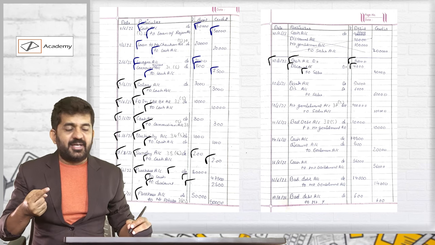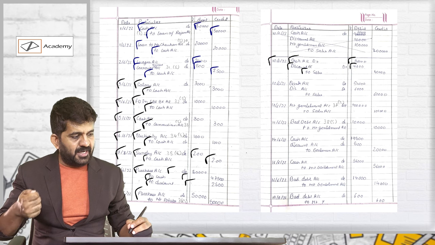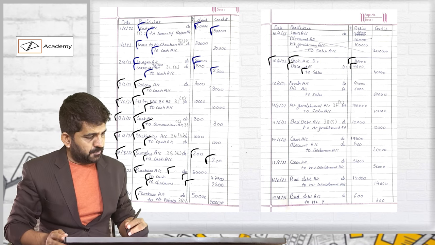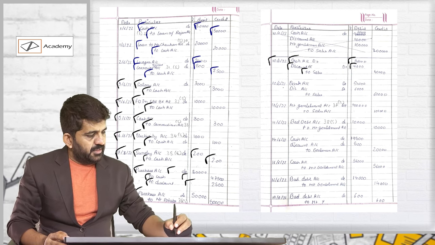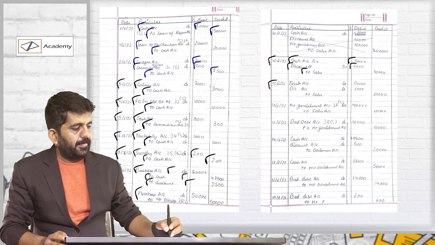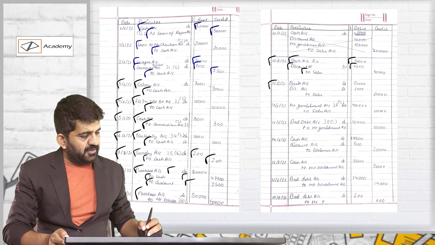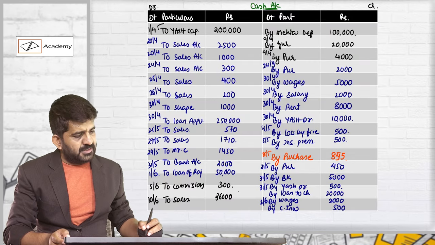Sales account credit side I have written by cash and by discount 36,000 and 4,000 respectively. Same way bank. Bank account debit 54,000 to sales.